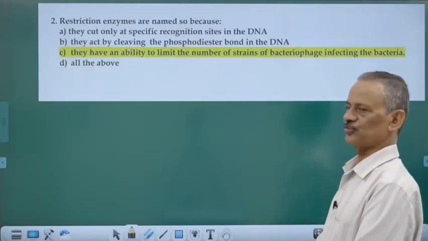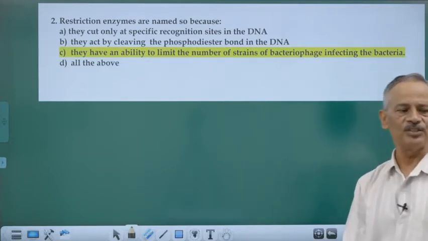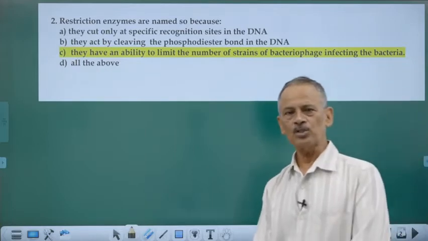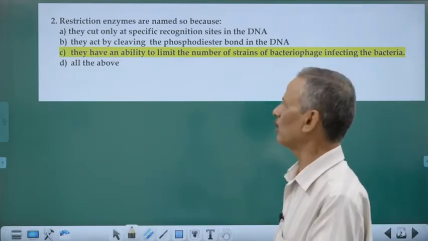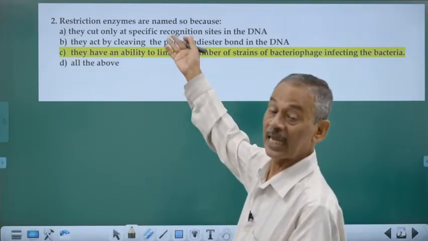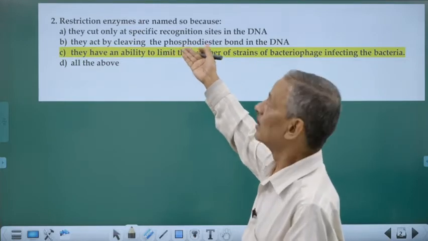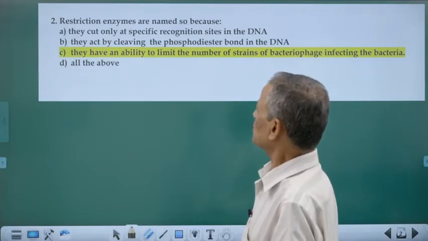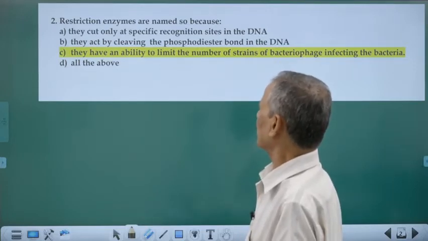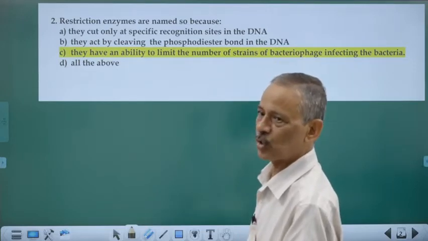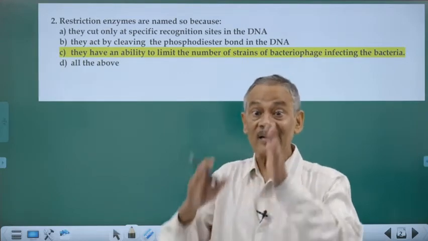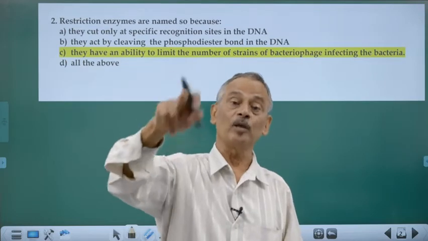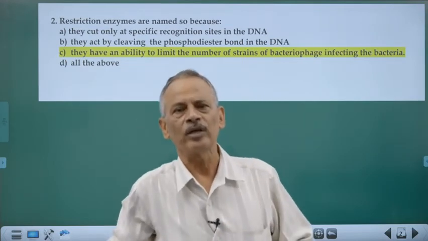Restriction enzymes. See, a genetic engineer needs a number of tools. The most important tools a genetic engineer should have are, 1, enzymes, okay, then vectors, etc. Then one of the most important enzymes is restriction enzymes. Why are they called so? Because they are restricting the growth of foreign DNA that enters into the bacterium. What is that foreign DNA?